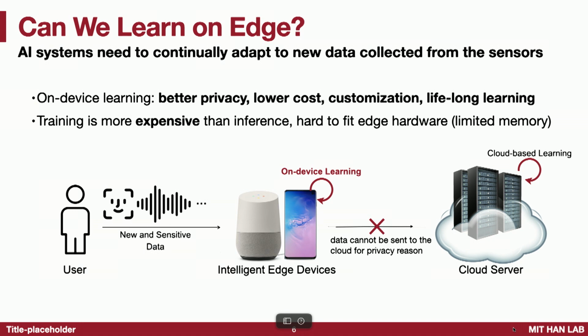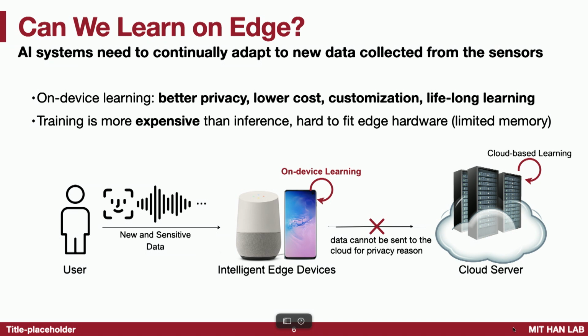Okay, so that's for inference. Can we also learn on the edge? AI systems need to continuously adapt to new data collected from the sensors. Such on-device learning capability gives better privacy, lower cost, customization capability, and lifelong learning capability.